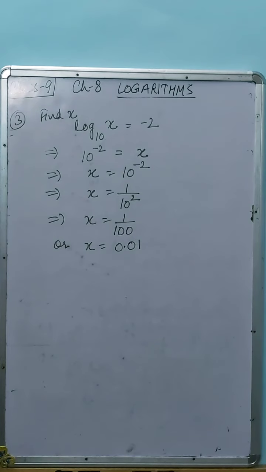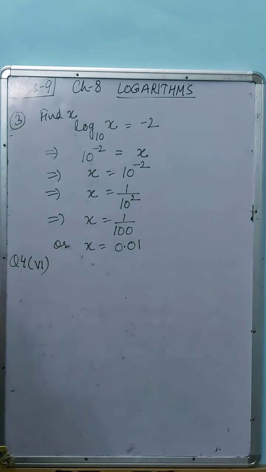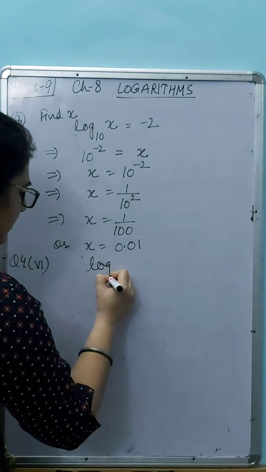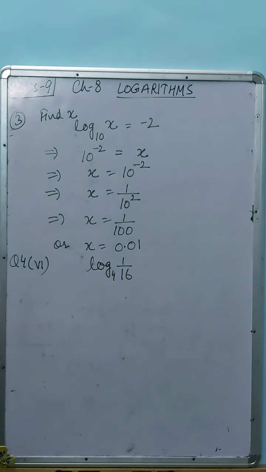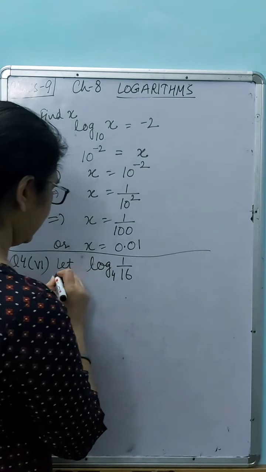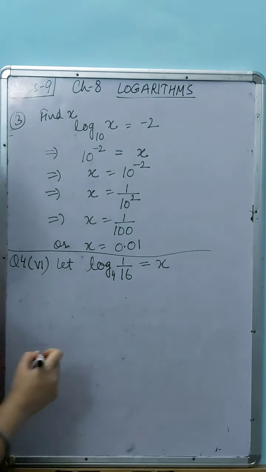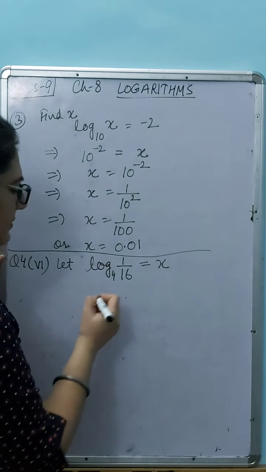Another question. Question 4, 6th part. We have log 1/16 to the base 4. The question is to find the value of this log term. So whenever this type of question comes, you write: let this be equal to x. We take it that x is its value. Then our question will be easier.